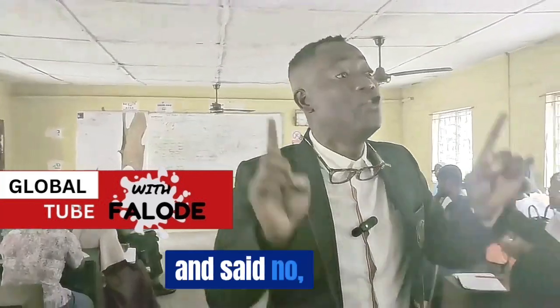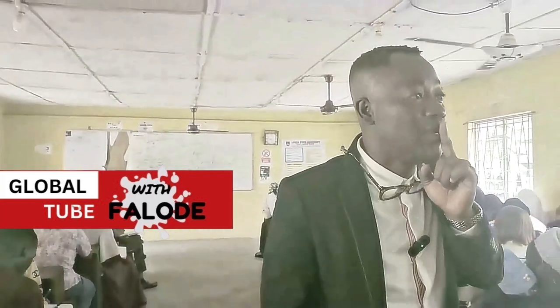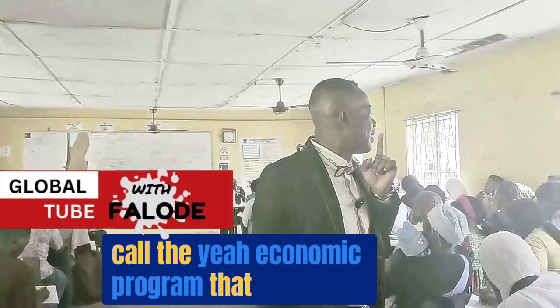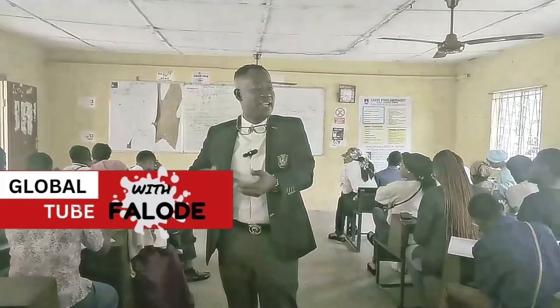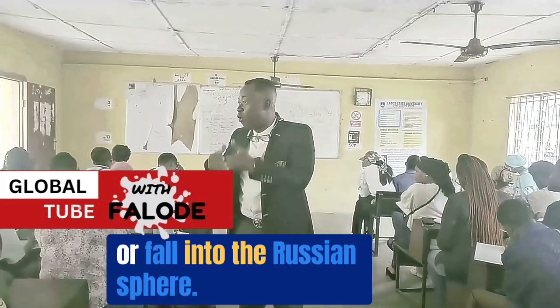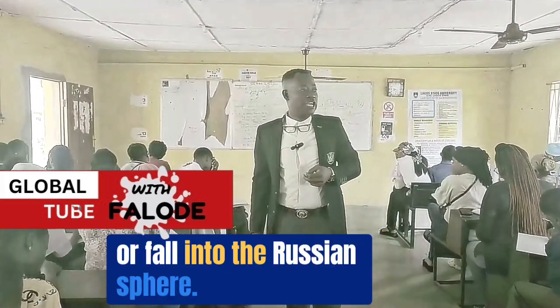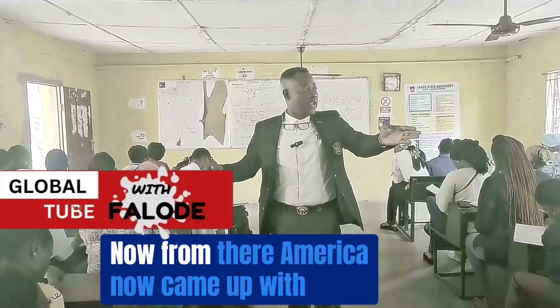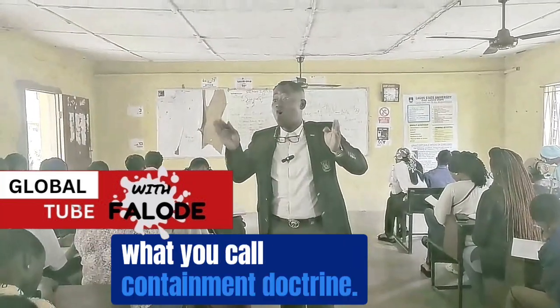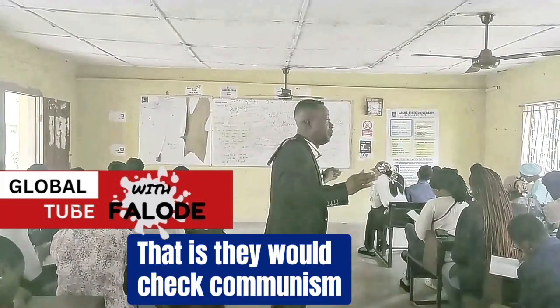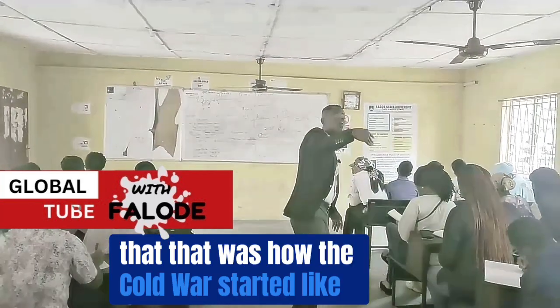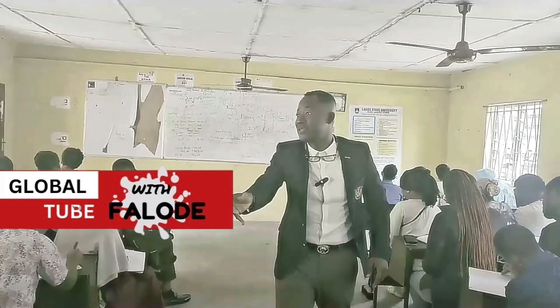America now stepped in and said, no, not on my watch. So in 47, America came up with what you call the economic program that was designed to help the economy of both Greece and Turkey so that they won't collapse or fall into the Russian sphere. From there, America came up with what you call the containment doctrine. That is, they would check communism wherever they see it. That was how the Cold War started, like play.